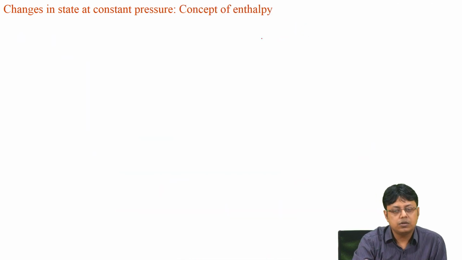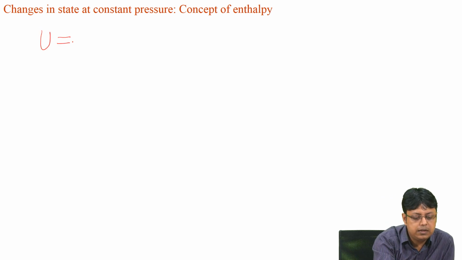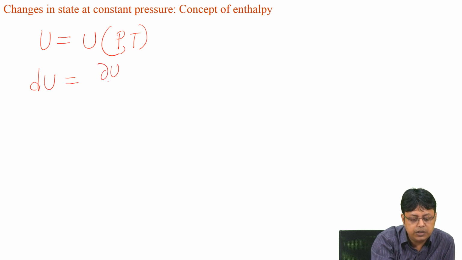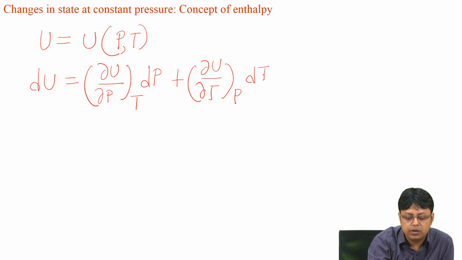Now, let us consider another process in a similar way, where we would like to keep the pressure of the system constant. As before, we will start by writing the energy as a function of, instead of volume and temperature, pressure and temperature. So, the total differential as before can be written as the partial derivative with respect to pressure, keeping temperature constant, multiplied by the differential change in pressure dP, and then a partial derivative with respect to temperature, keeping pressure constant, multiplied by the differential change in temperature dT. Now, similarly as before, we will consider a constant pressure process.